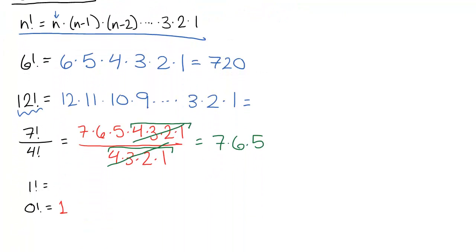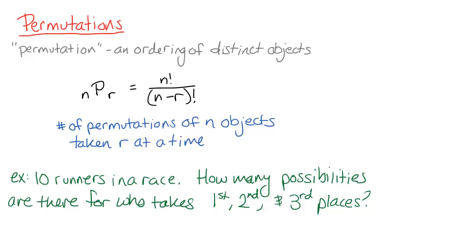Just as a comment, 1 factorial, of course, we start at 1 and count down, so this is just 1. And 0 factorial is defined to be 1. So this is just a definition. It doesn't really follow the pattern of the rest of this, but if you see a 0 factorial, that's just 1.